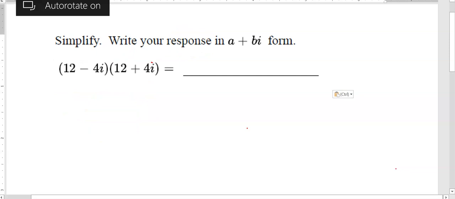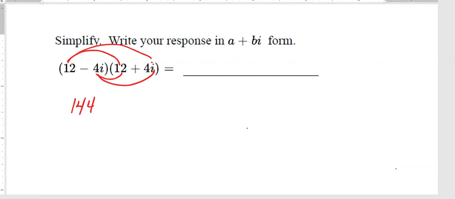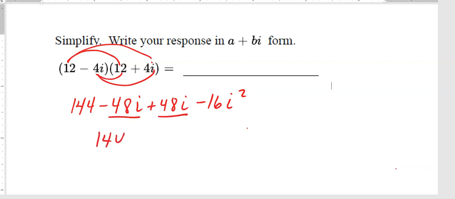Now this next problem is multiplication. Okay, I have 2 parentheses right next to each other, so I'm just going to distribute just as if these were x's. They're just variables. So I'm going to get 144 minus 48i plus 48i, and then minus 16i squared. Okay, so use whatever method you like for multiplying a binomial times a binomial. Now I'm going to look for like terms, and I have 144, and this minus 48i plus 48i will be 0.